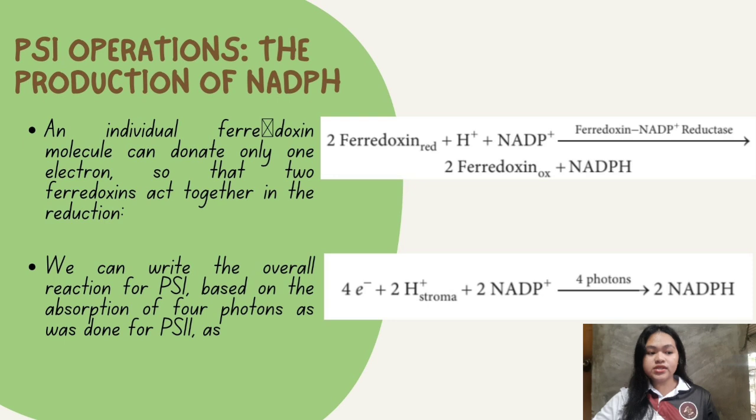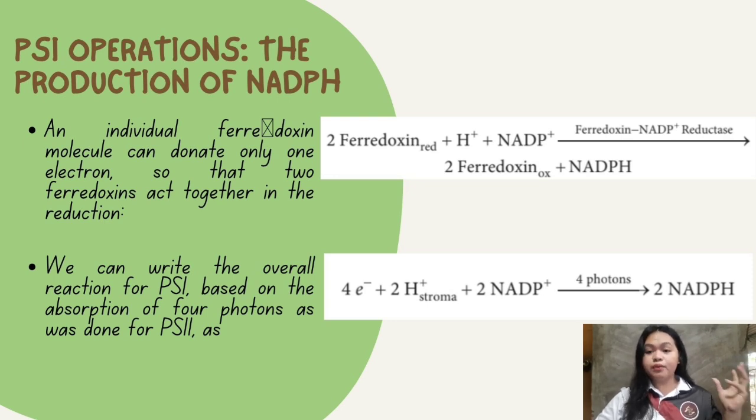An individual pyridoxine molecule can donate only one electron so that two pyridoxines act together in the reduction. Ang magiging product dito is 2 pyridoxine plus the NADPH. Then, we can write the overall reaction for photosystem 1 based on their absorption of 4 photons as was done for photosystem 2 as 4 electrons plus 2 hydrogen from stroma plus 2 NADP plus using the protons makakapag-produce ng dalawang NADPH. So, basically nga, summarize lang siya ng process of photosystem 2 and the photosystem 1.